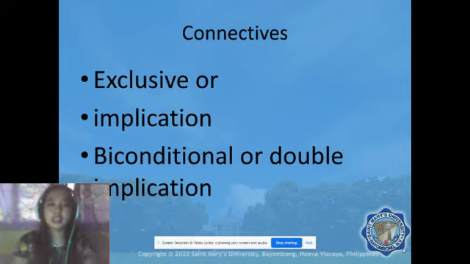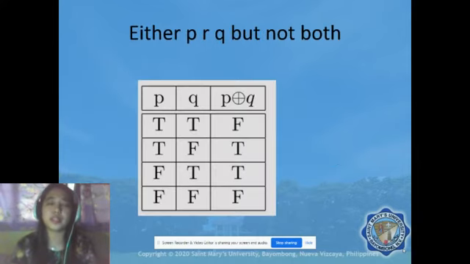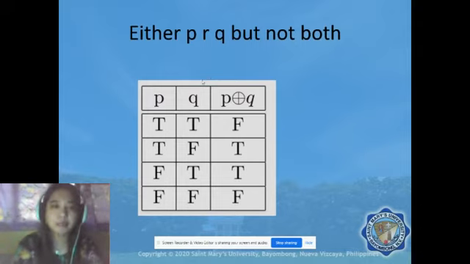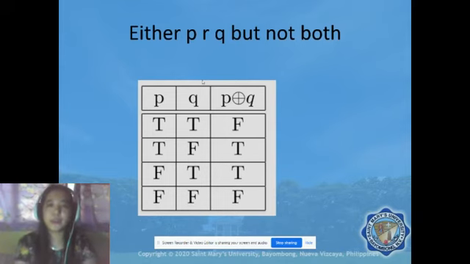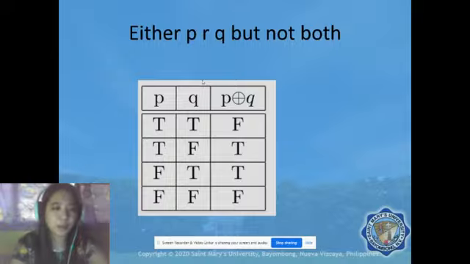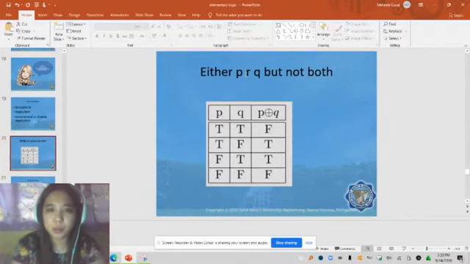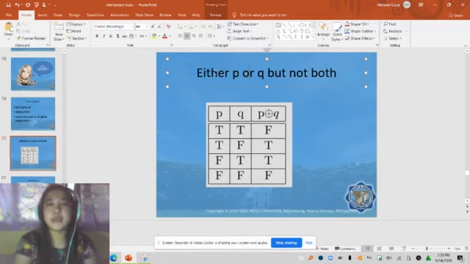Okay, now let's consider the exclusive or. What is the symbol for exclusive or? The symbol is a circle with a cross inside, so it's divided into four equal parts. That's the symbol for exclusive or, and we read this as either P or Q, but not both. Again, it's either P or Q, but not both.